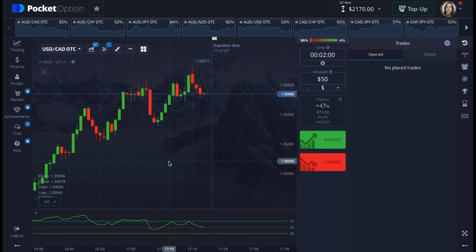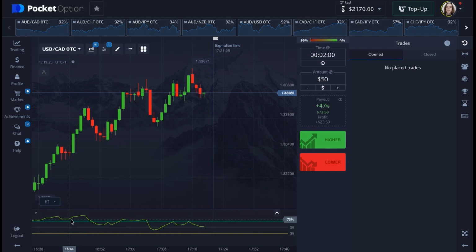So, all we need for this trading strategy is to add the RSI indicator to our chart, and its settings will be in the description. Next, we look at the RSI indicator. If the RSI indicator is in the overbought zone above the 70 level, we wait for the indicator line to return beyond the overbought zone. That is, it will fall below the 70 level, and at this moment we open a downside trade for 2 minutes. It's very simple, and the same thing works the other way around.